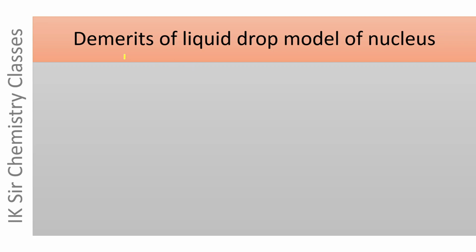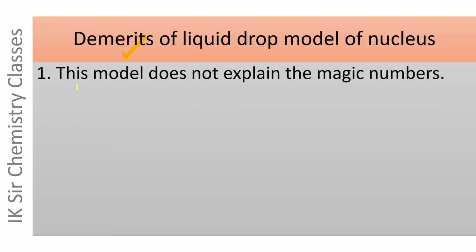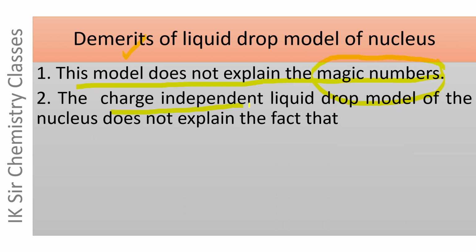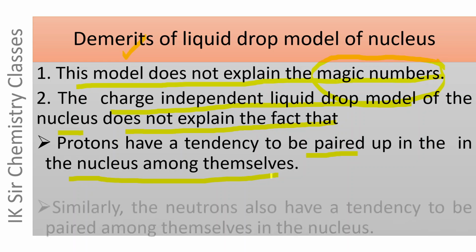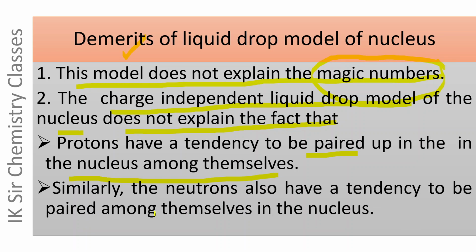The liquid drop model of the nucleus has some demerits, some shortcomings also, as mentioned below. This model does not explain magic numbers. Magic numbers will be discussed in the next video, and these are not explained by the liquid drop model. The charge independent liquid drop model of the nucleus does not explain the fact that protons have a tendency to be paired up in the nucleus among themselves. Similarly, the neutrons also have a tendency to get paired up among themselves in the nucleus, and these facts cannot be explained by the liquid drop model of the nucleus.